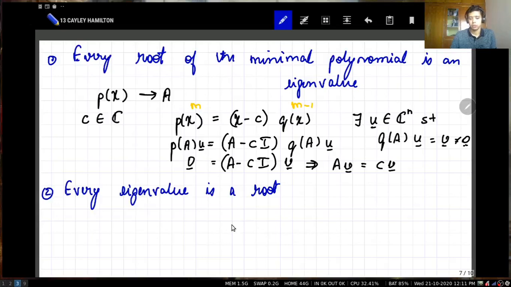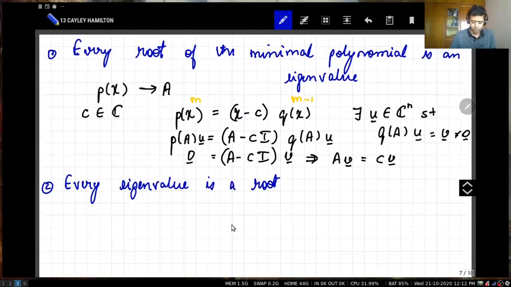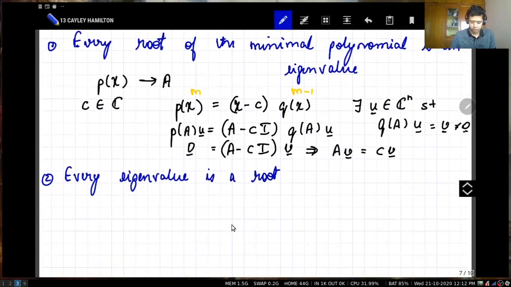Okay, and really the point where we used the fact that this can happen only if P of x is the minimal polynomial, not an arbitrary annihilating polynomial, is that we needed P to be an annihilating polynomial, but Q cannot be an annihilating polynomial. Okay. So now that's fine. Now what we want to show is that every eigenvalue of A is necessarily a root.